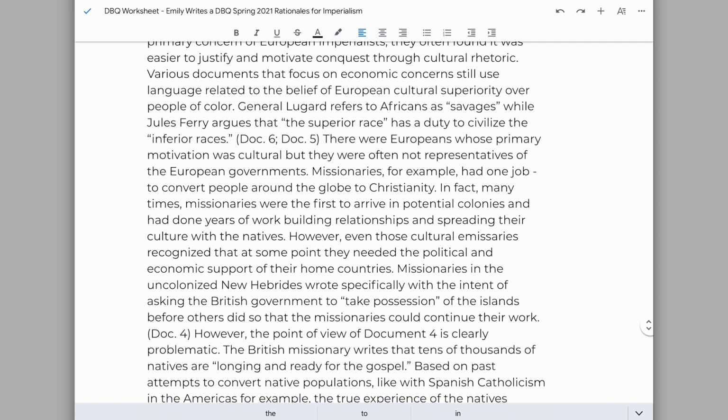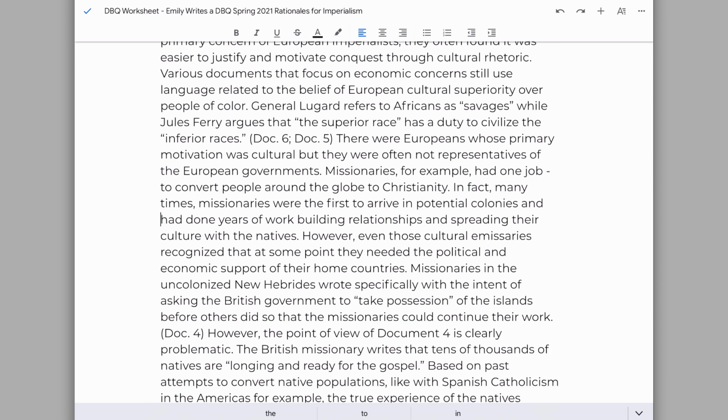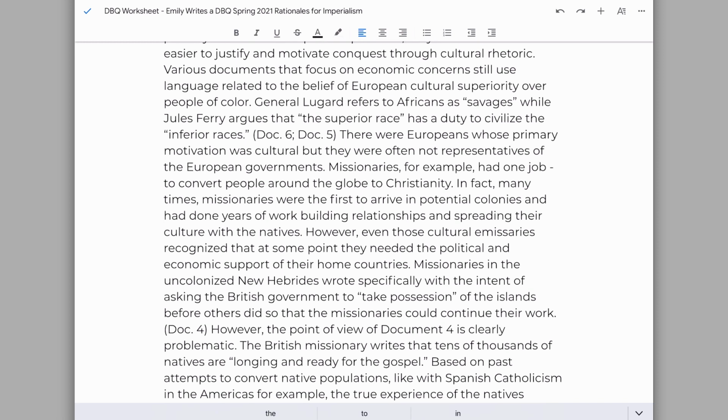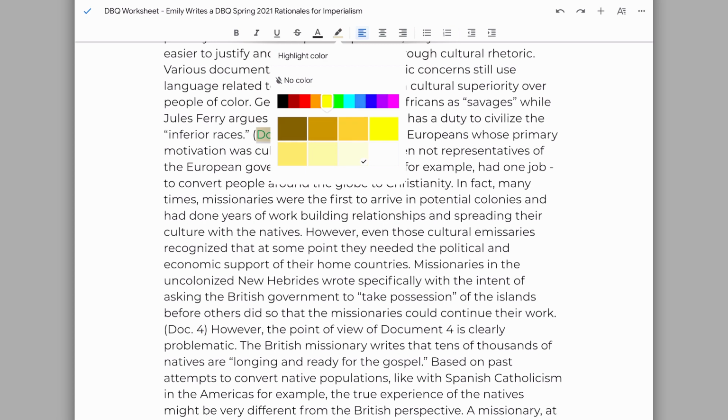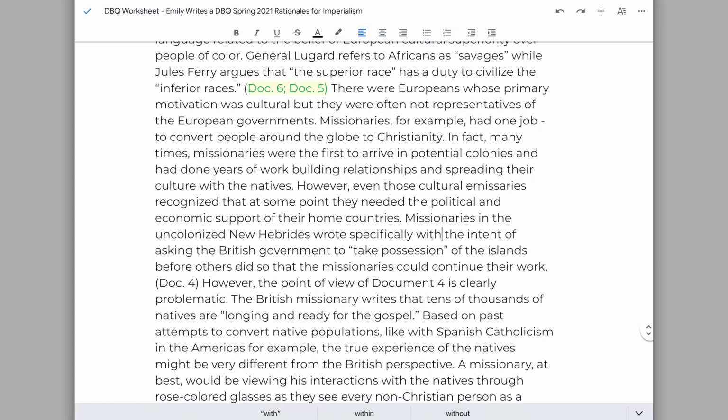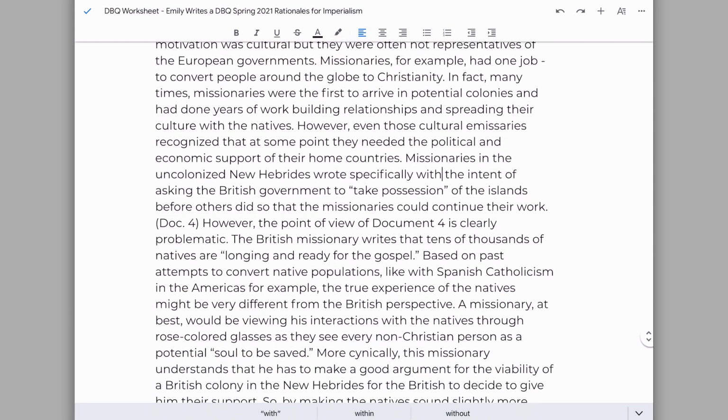Various documents that focus on the economic concerns still use language related to this. General Lugard refers to Africans as savages, while Jules Ferry argues that the superior race had a duty to civilize them. So racist ideology is part of the culture that justifies everything, not the culture that motivates it. It's motivated by economics, justified by culture. Very smart. And here I see document 5 and document 6 being used again and well, so I'll just highlight those for myself. Let's see, missionaries had one job.